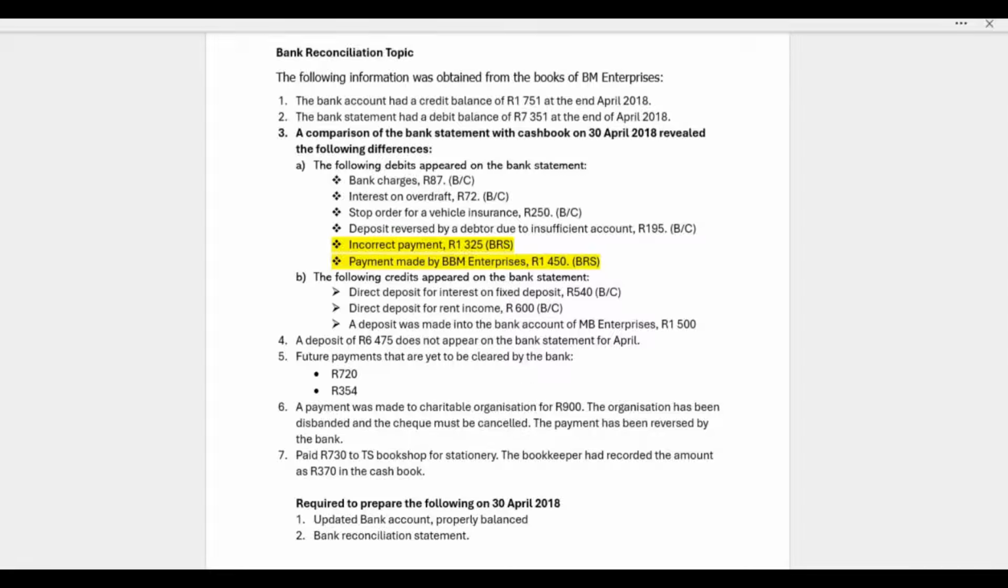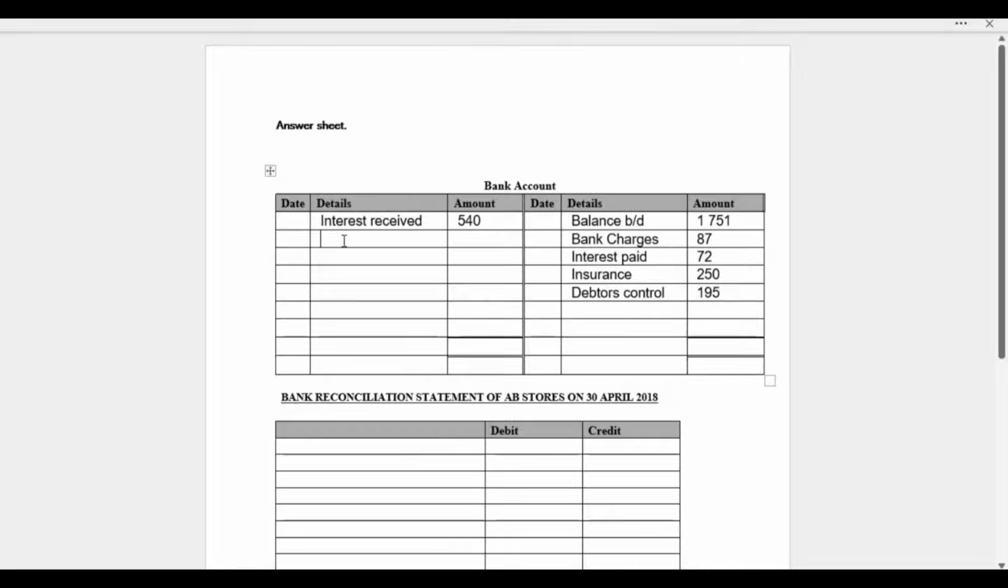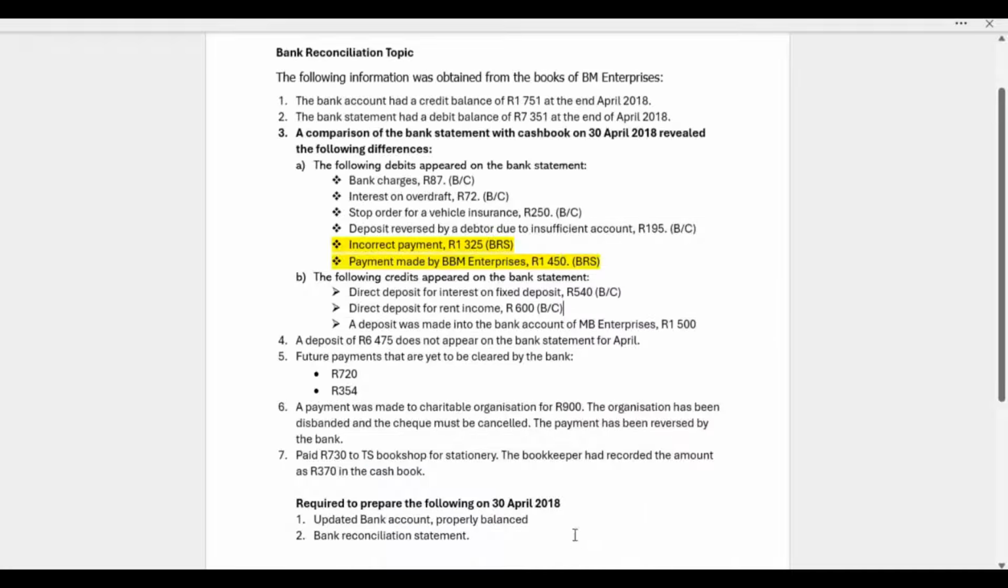And then we just go to our bank account on the debit side, because it is rent income, right? And say rent income on the debit side there. How much is it? 600. 600, okay? And then let's proceed. Let's go to the next one.